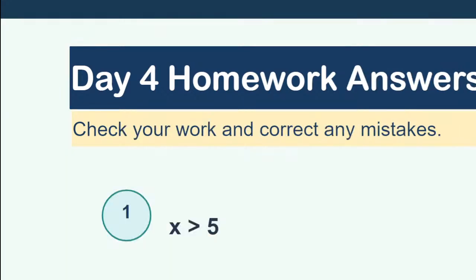Okay, so number 1, x is greater than 5. And then number 2, x is less than or equal to -1. Number 3, x is less than 2. Number 4, x is greater than or equal to 6. Number 5 is less than. Number 6 is greater than or equal to.